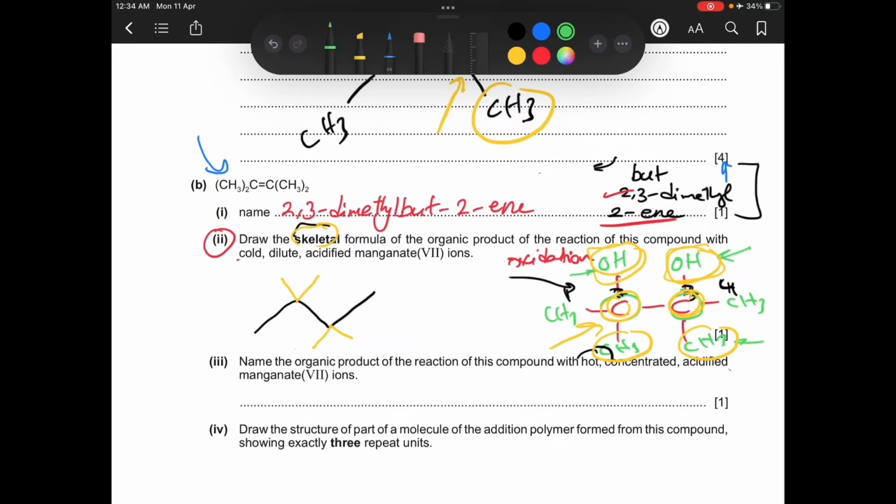Here we have two substituents. One of these is OH, and here one of these is OH. It doesn't matter if you put the OH in here or in here. It doesn't matter. And the methyl group remains as it is, like this only.